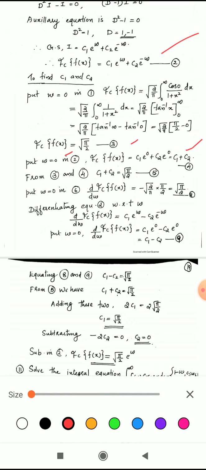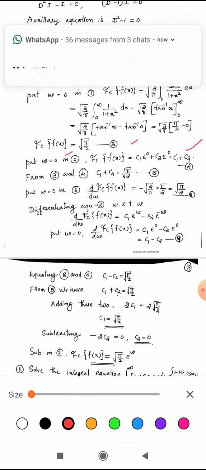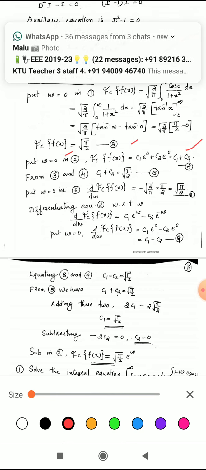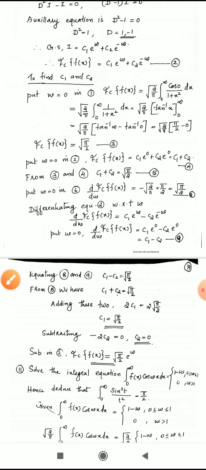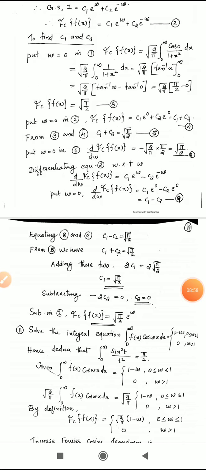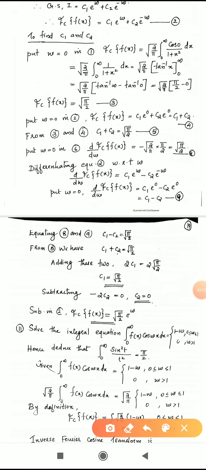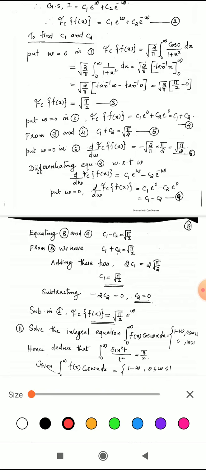Put omega equal to 0 in the sixth equation. Put omega equal to 0, d by d omega of fc of f of x equal to minus root of 2 by pi into pi by 2 equal to root of pi by 2. That is, put omega equal to 0 in equation 6. We have d by d omega of fc of f of x equal to root of pi by 2.